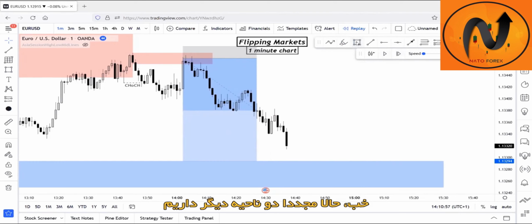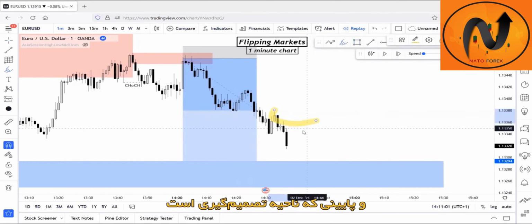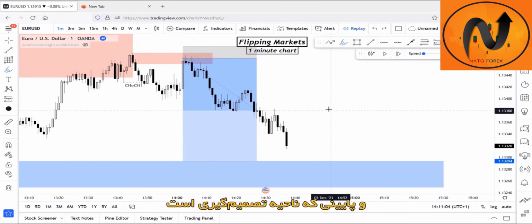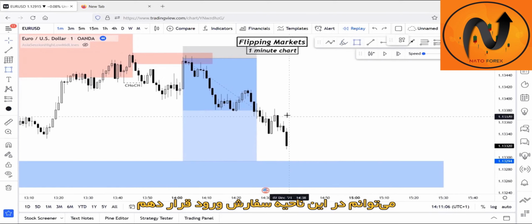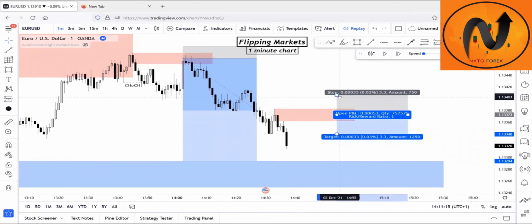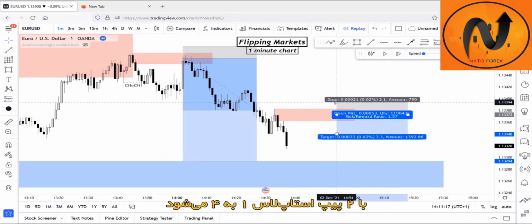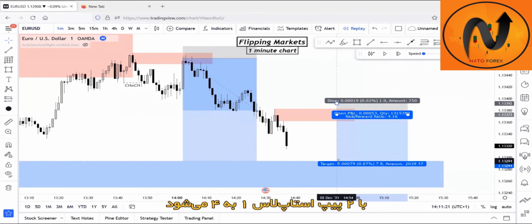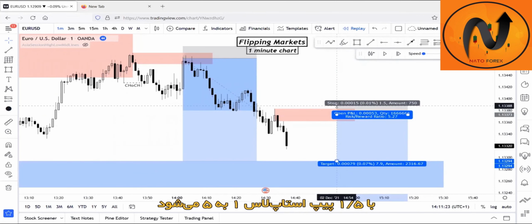Okay, now we have two zones again, the upper decisional, the upper extreme one, and the downer decisional one right here. I could set an order on this block because I believe it will be 1 to 5 risk reward with a 1-2 pip stop loss. Let's see. It will be 1 to 4 with 1 to 5.